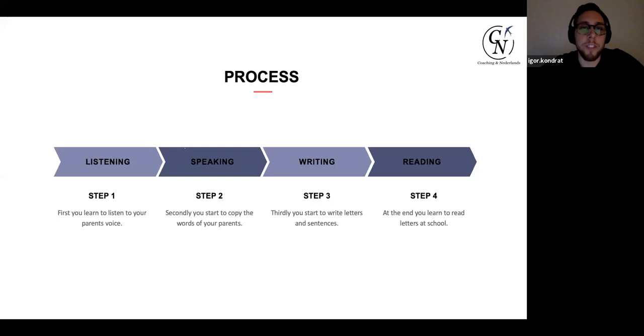We have a whole process when we learn a language. When you are born, you start first with listening to your parents' voice, and then you try to copy it. The second step is you copy the words of your parents. So you start to speak, right? For example, mom or dad. In Holland, we say mama or papa. Then we start to write, usually at school. And then we do the reading. We start to read all the letters and all the words, and we learn it step by step.